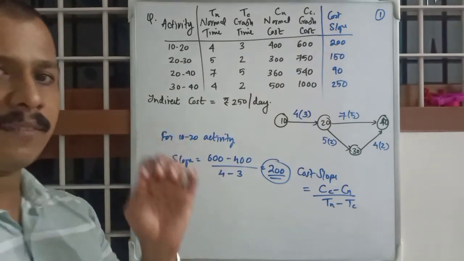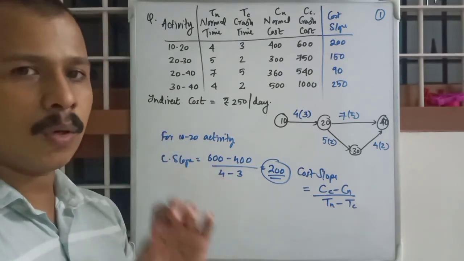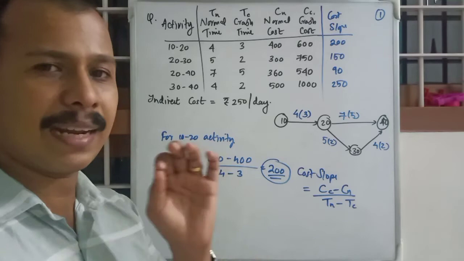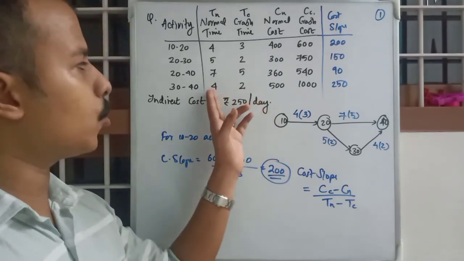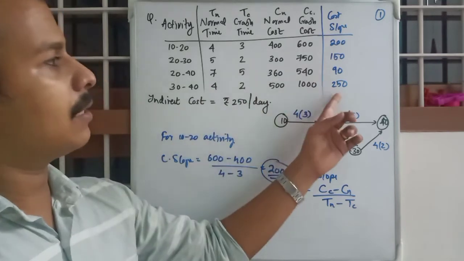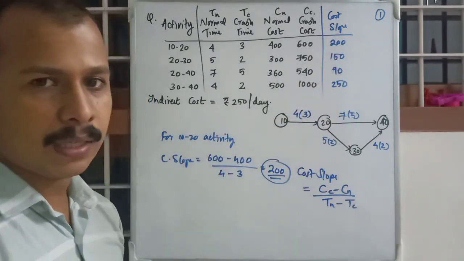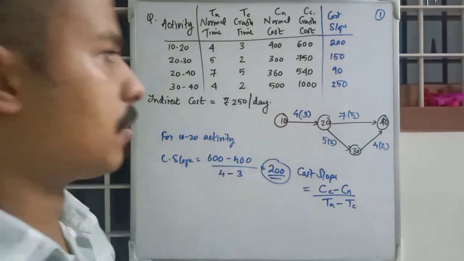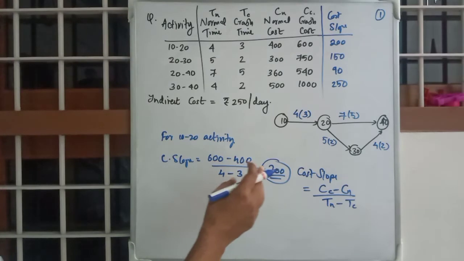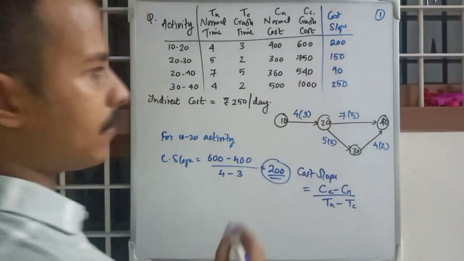So each time we reduce the time of that particular activity by a particular day or unit, the cost slope will be the increase in additional direct cost. So that is the concept. So you have the crash cost slope.